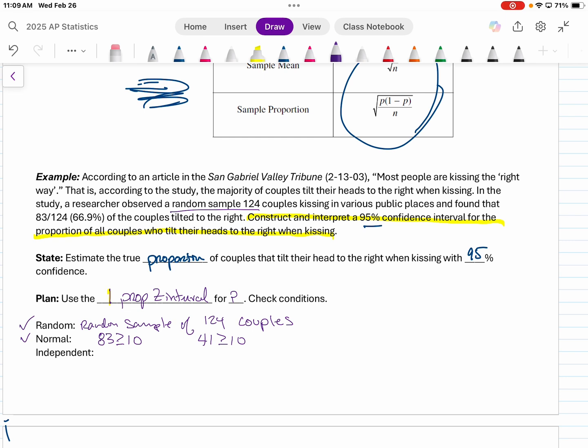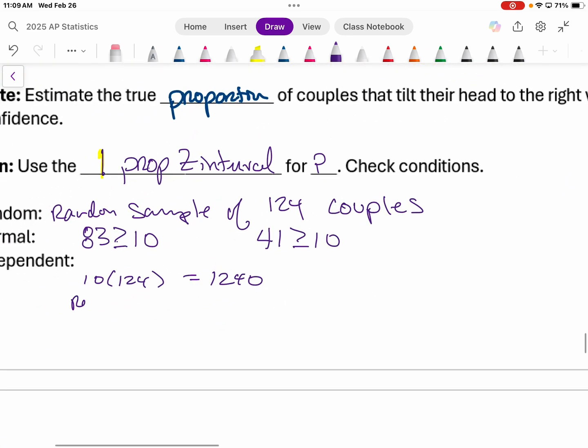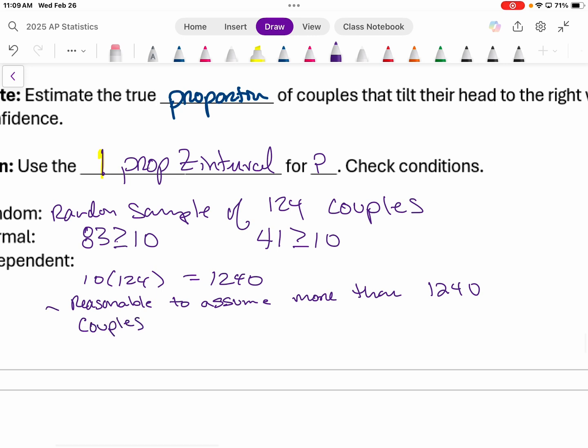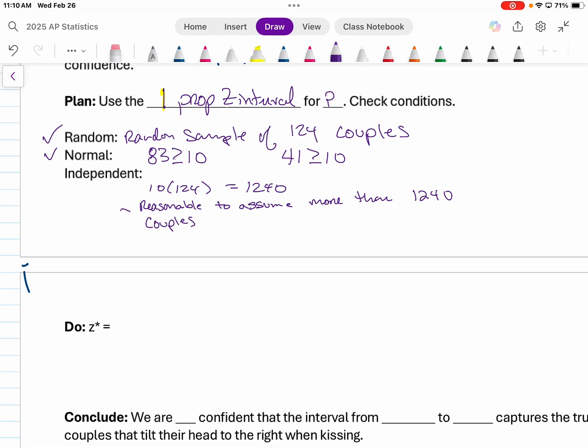Independent. 10 times 124, 1240. Here I would say reasonable to assume more than 1,240 couples. Again, nice short little thing. I know it's like a no duh, but again, it's short and sweet. We show it. Hey, it's reasonable to assume there's more than that many couples. You know, we please the graders in the process. Okay, and therefore we met independence.